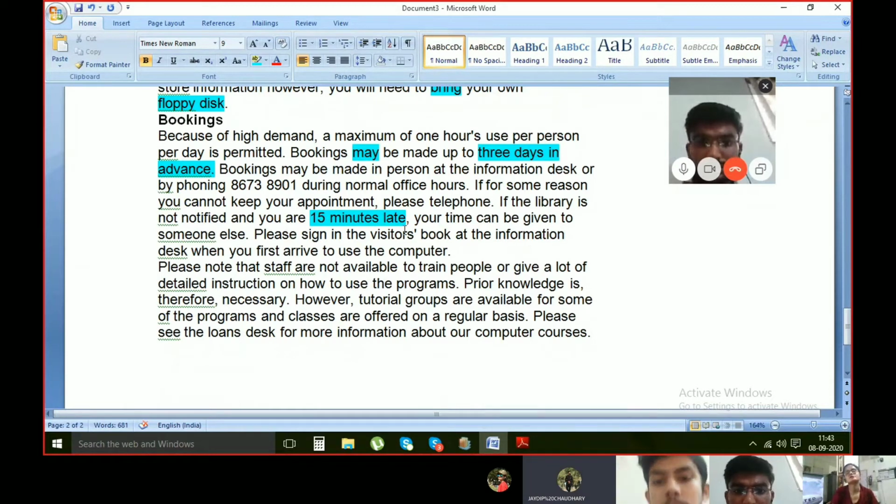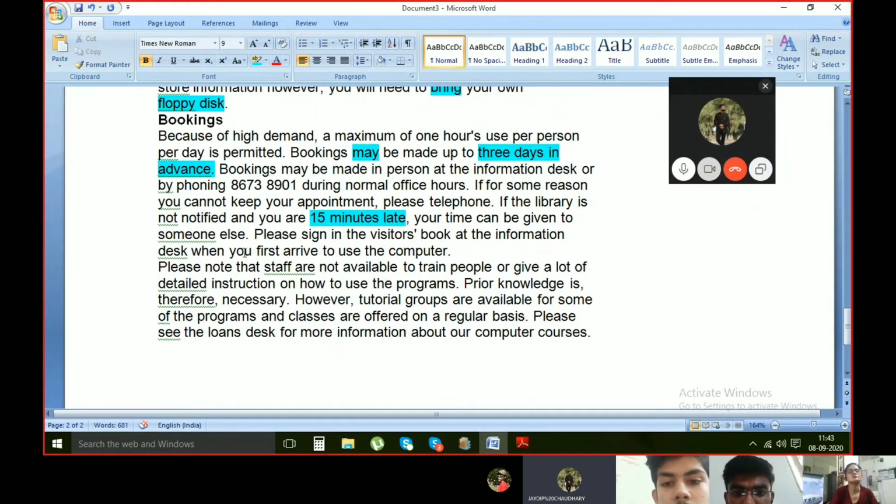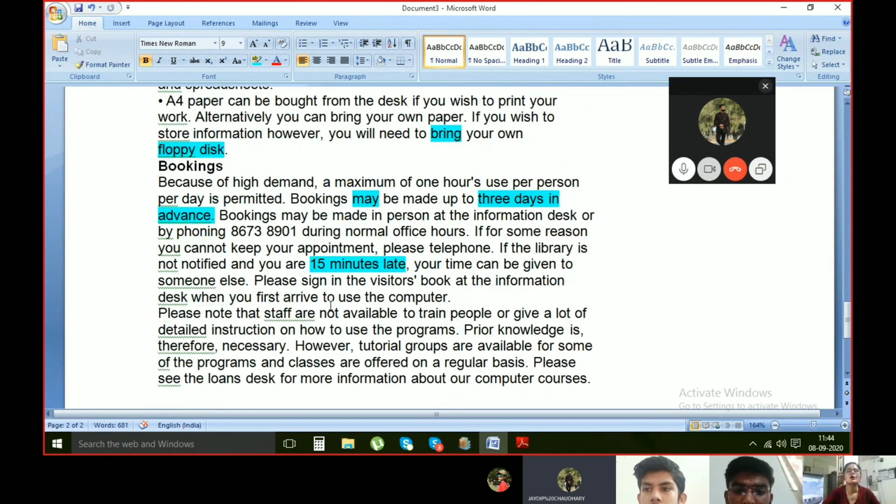Please sign the visitor's book at the information desk when you first arrive to use the computer. Please note that staff are not available to train people or give a lot of detailed instruction of how to use the programs. Prior knowledge is therefore necessary. However, tutorial groups are available for some of the programs and classes are offered on a regular basis. Please see the launch desk for more information about our computer courses. Now see better.